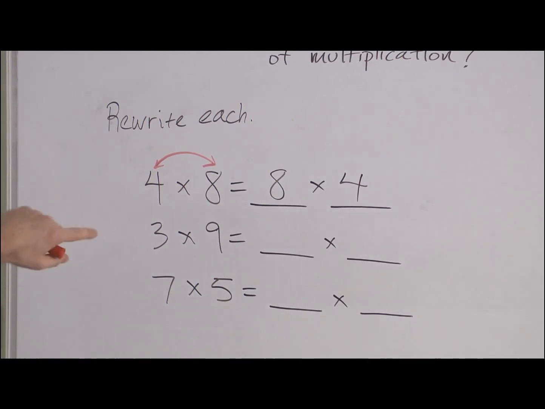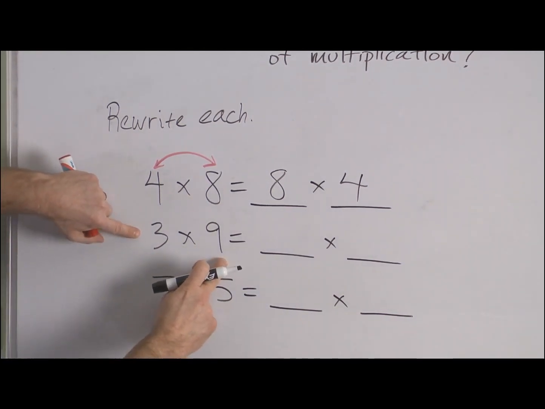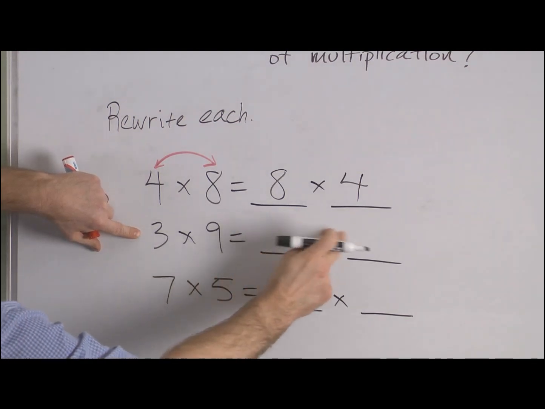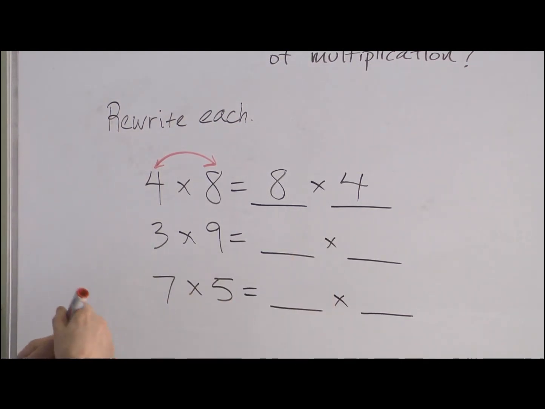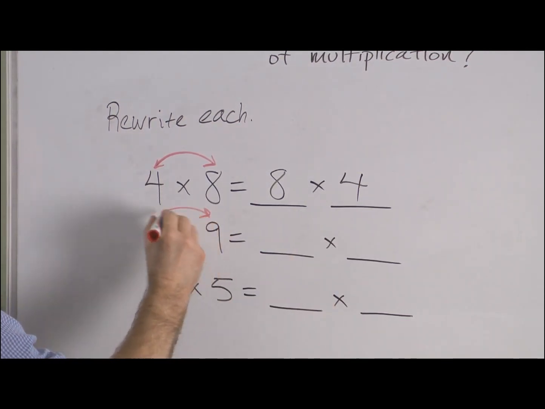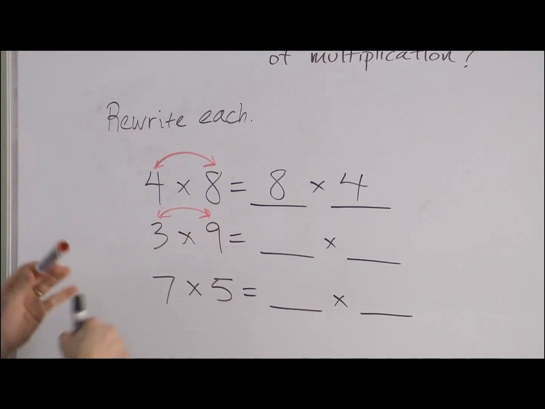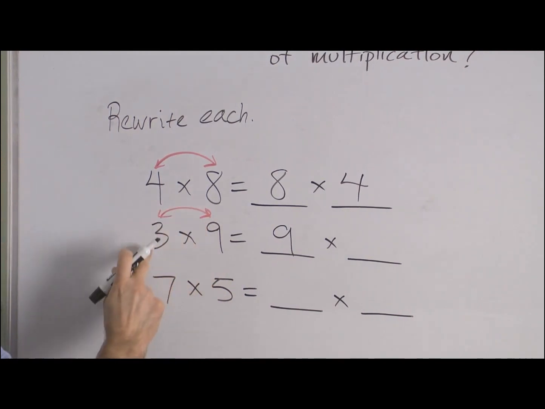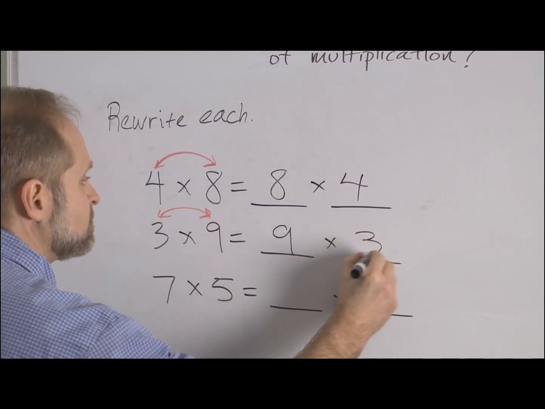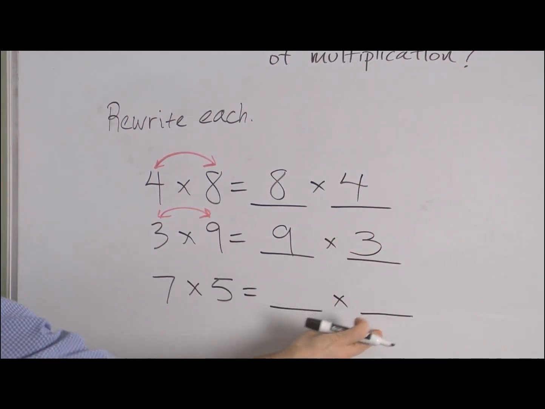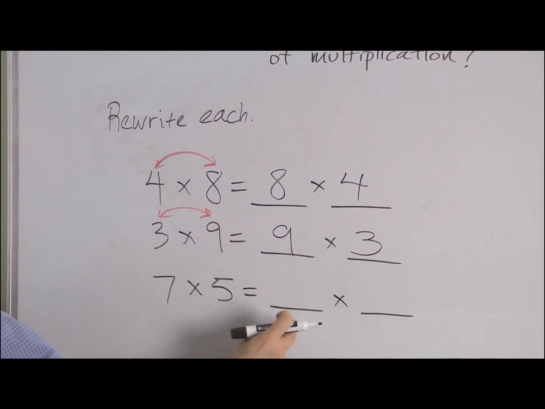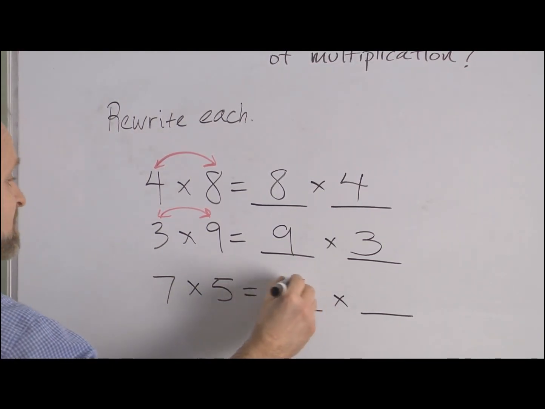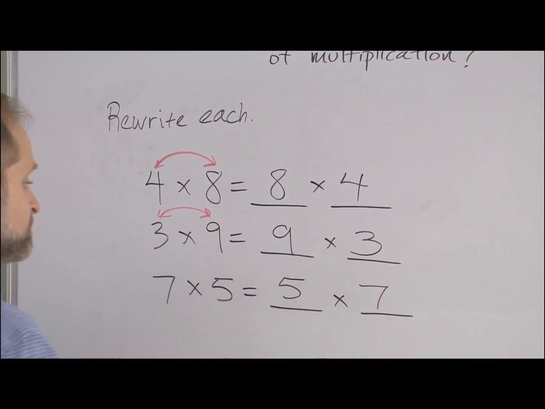Okay. As we look at this next one right here, hopefully your answer was 9 times 3. Again, what we're going to do, switch the order right here. 9 first, 3 goes to the last spot. The last one here, hopefully you got an answer of 5 times 7 by doing the same thing, switching the order.